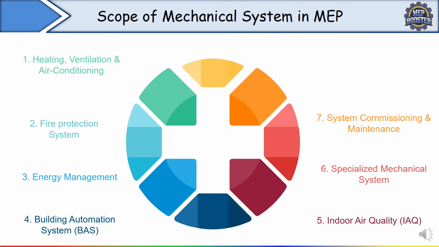Then finally, compliance and standards. Mechanical systems must comply with various building codes, standards and regulations. This includes adherence to standards set by organizations such as ASHRAE, which stands for American Society of Heating, Refrigeration and Air Conditioning Engineers, and local building codes, ensuring safety, efficiency and environmental responsibility. So this is the scope of mechanical systems in MEP.